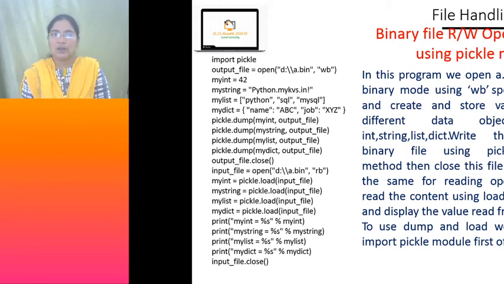What is the file? Already we opened it in write mode, isn't it? So now you can write each and every different type of item into the file. First I have dumped my int, next my string, then my list, then my dictionary. Now my operation is over. Once the operations on the file are over, what are we supposed to do? We have to close it. Now my output file is closed.